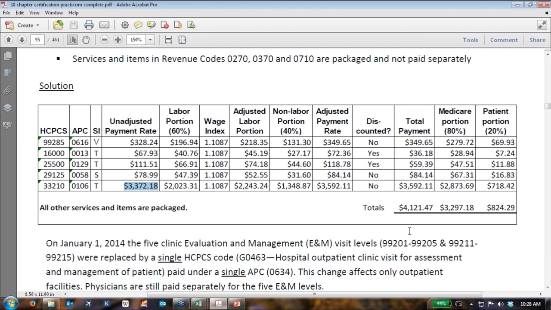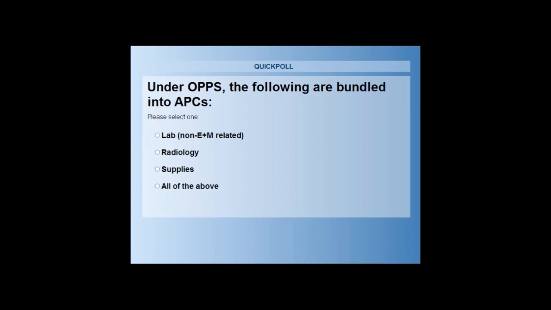Okay, we're running a little short on time. We need to do some more polling questions. Let us do polling question number 6 and follow it by polling question number 7. Polling question number 6 is up.